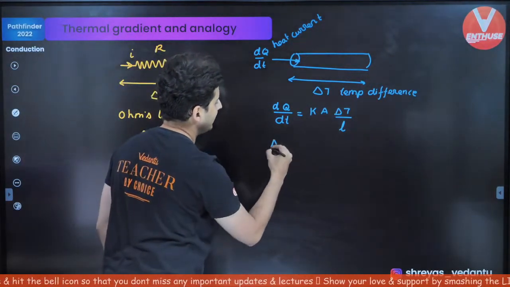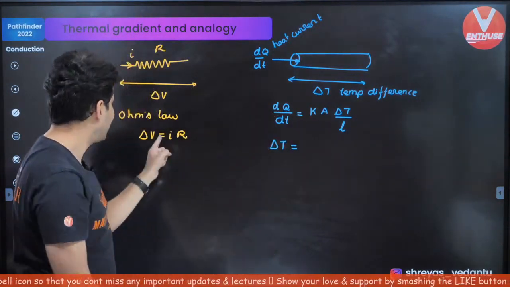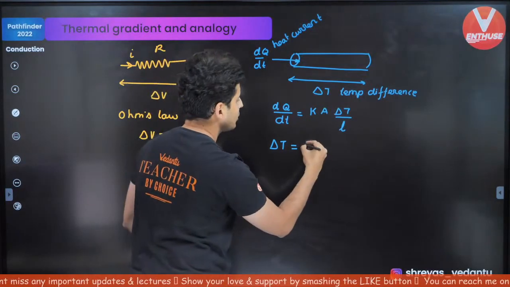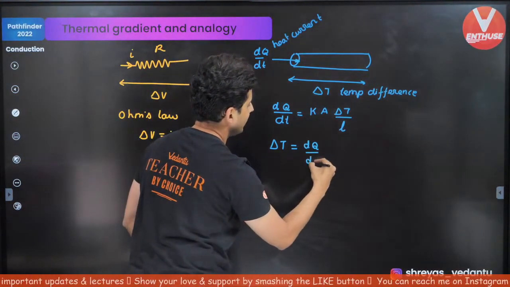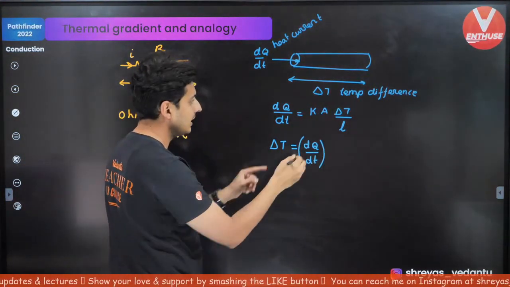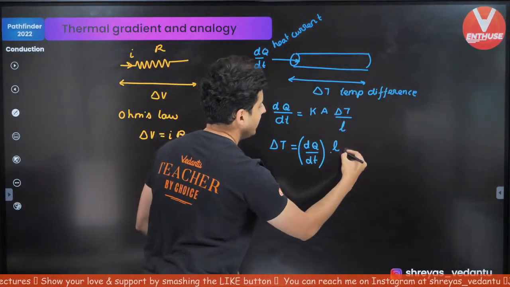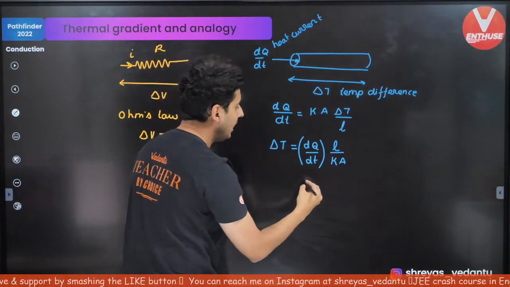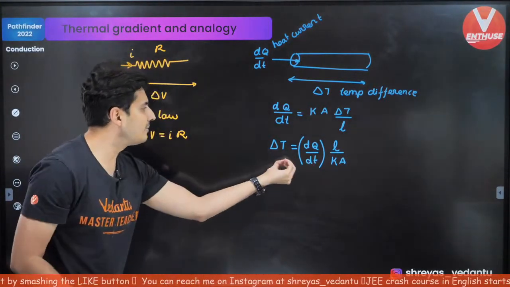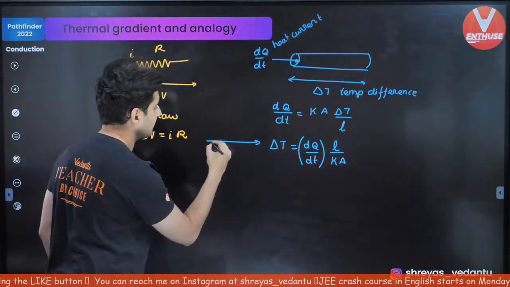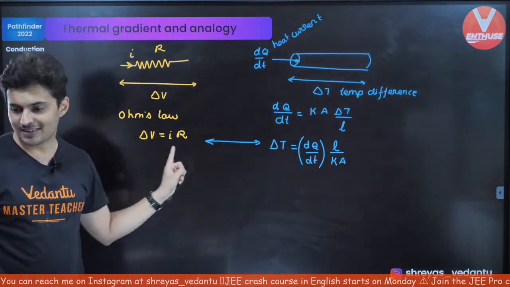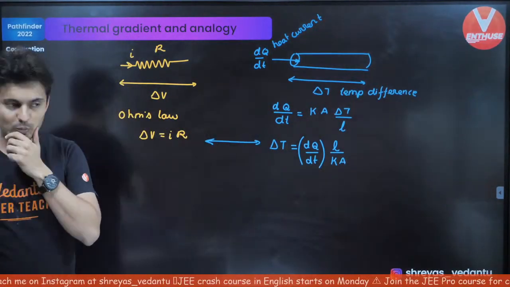If I want delta T, then everything else goes on the other side. Current is dq by dt, so delta T is here and current is here. So dq by dt is basically your current. And shift L on the top, and K and A come below. Now, I know this is very much similar to Ohm's law. Look at the resemblance. Do you see the resemblance between these two, my warriors?